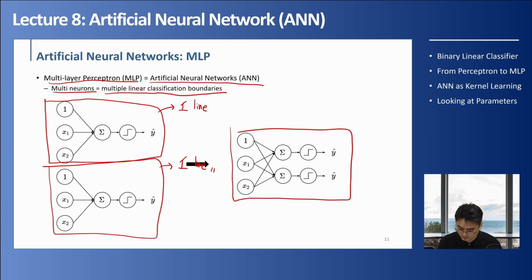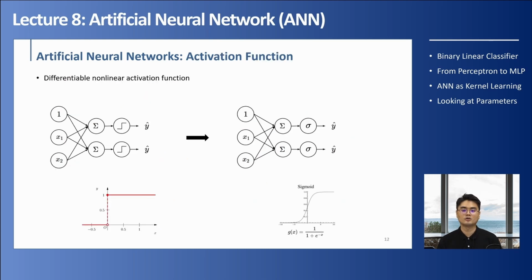Here, all of the weights are connected. So you can see that these weights were for the first perceptron model, and these weights are for the second perceptron model. And this model will be able to create two lines for our classification boundaries. So let's start with this MLP model that we just talked about in the previous slide. This is a model that is called multi-layer perceptron, MLP.